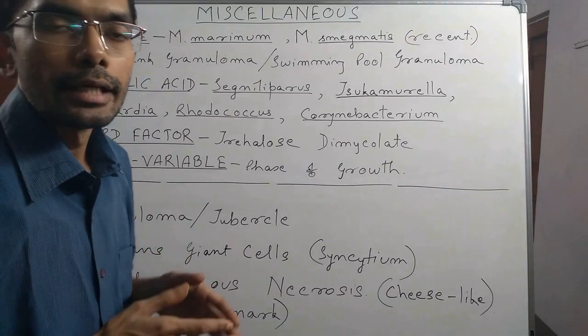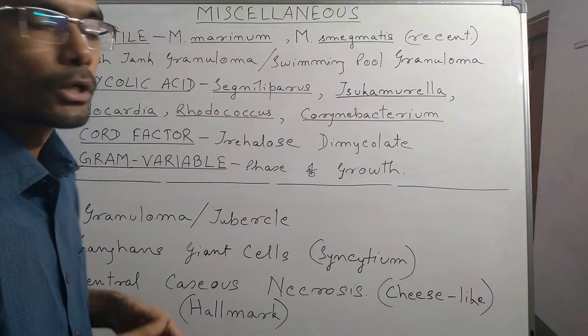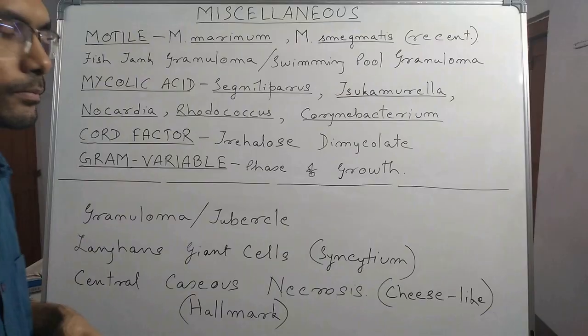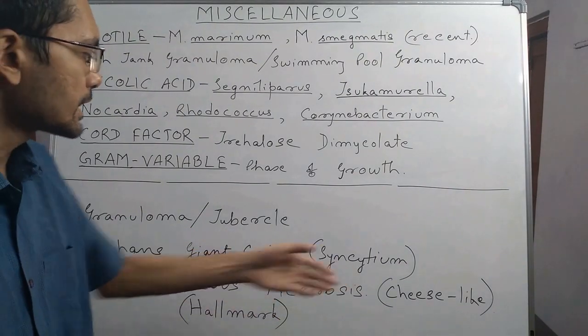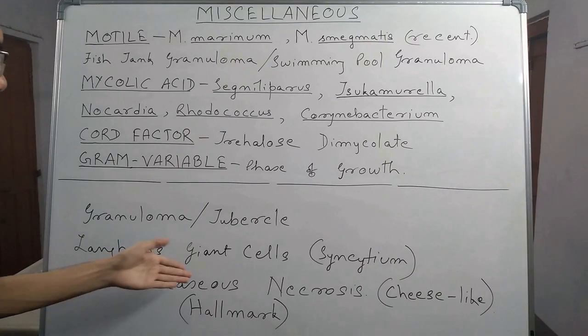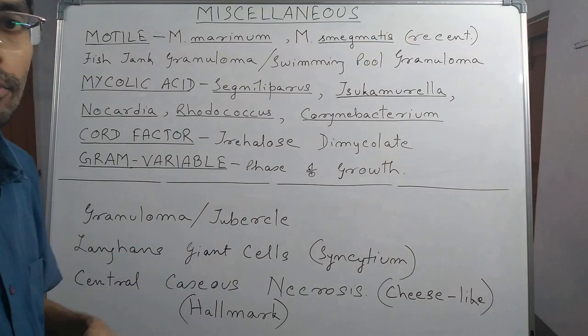And this is where the name tuberculosis comes from, because there is a proliferation of tubercles. These granulomas have a central necrotic area which has a cheese-like appearance. Hence it is named caseation, which is a hallmark of tuberculosis.